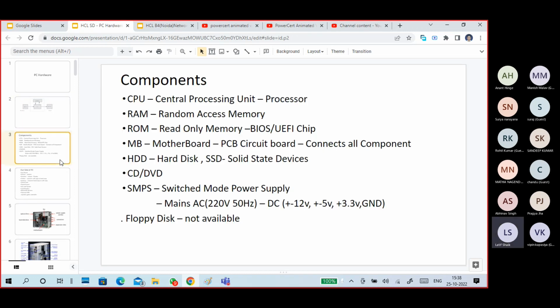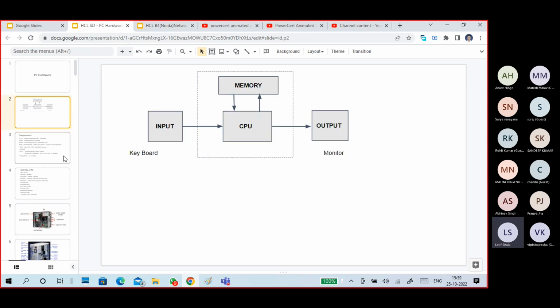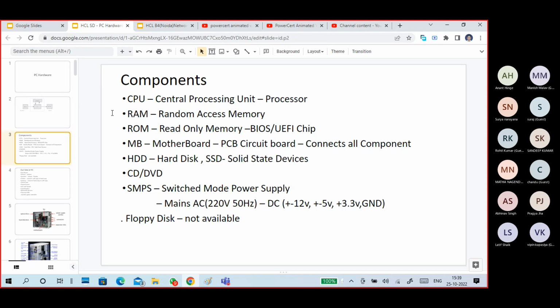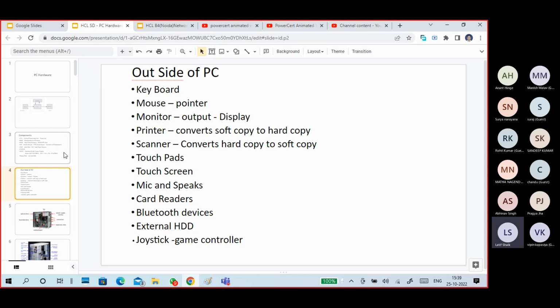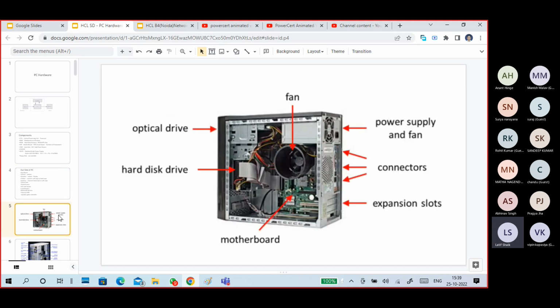Okay, next one. Okay, and next one. Okay, so these are the basic block diagrams. So first, next one is different components of a computer.